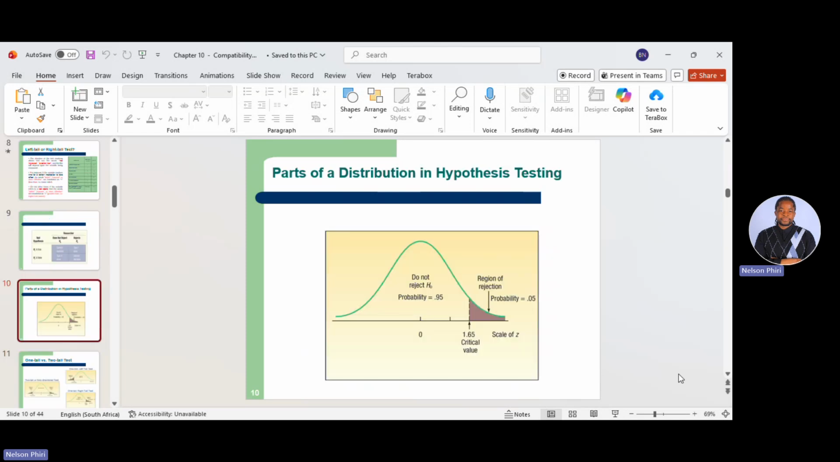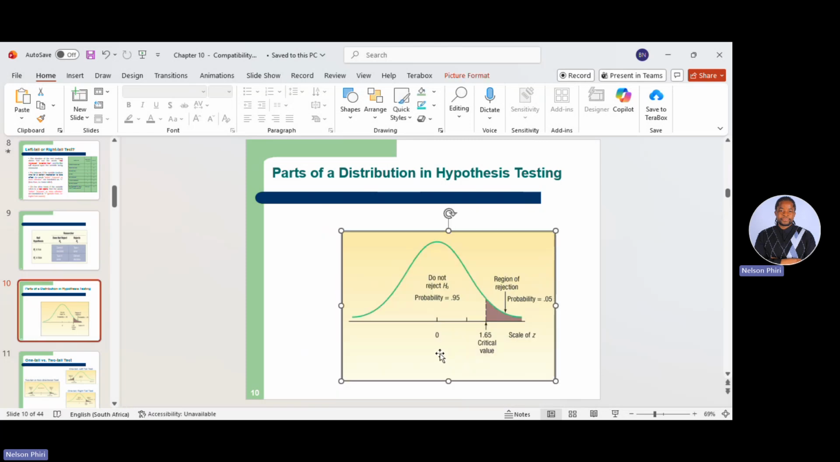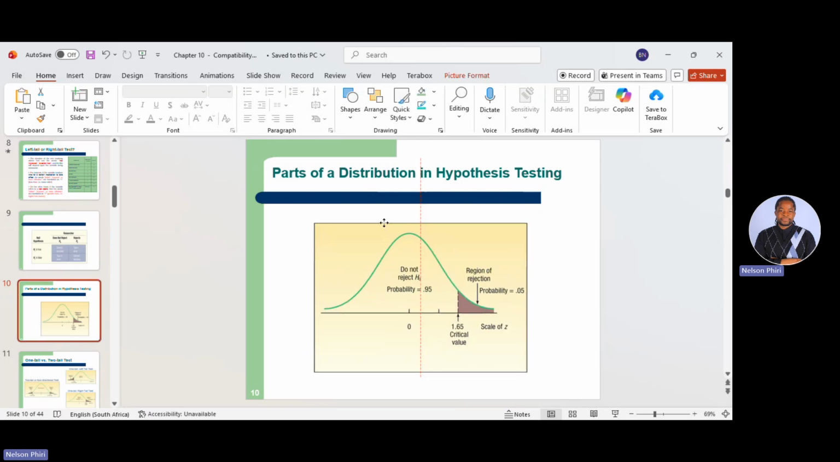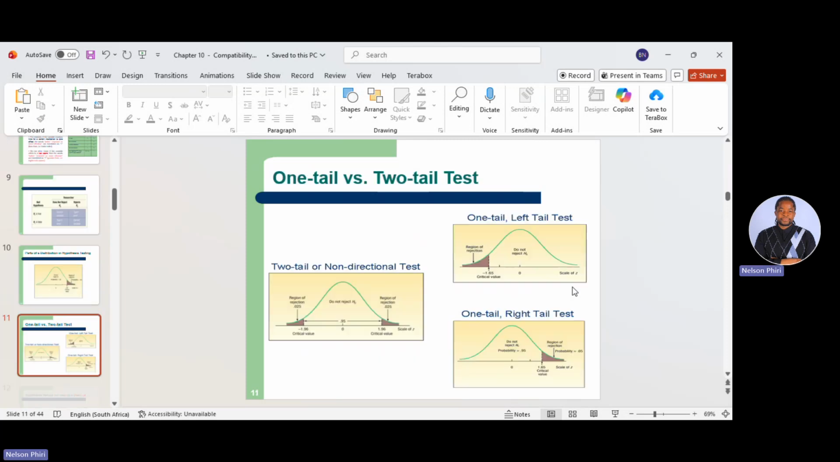Then we have parts of a distribution. The shaded part is a critical region. In this example, this is a 95% significance level. Then you have a critical value of 1.65. This 1.65, you look at it from your Z tables, it is a critical value. Then the shaded region is the region of rejection. So if you have a calculated value which lies in that region of rejection, it means you reject H naught. Very important part to know.